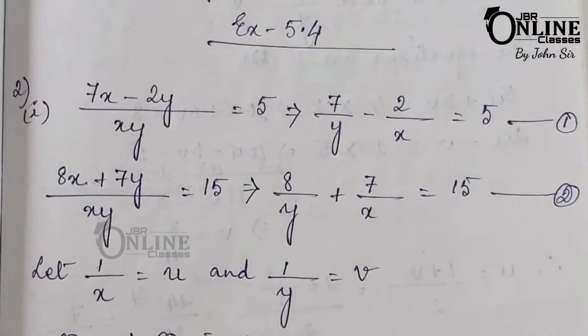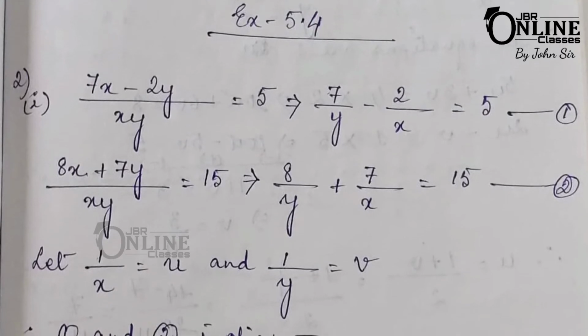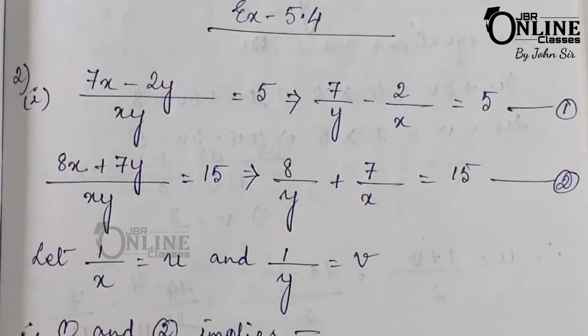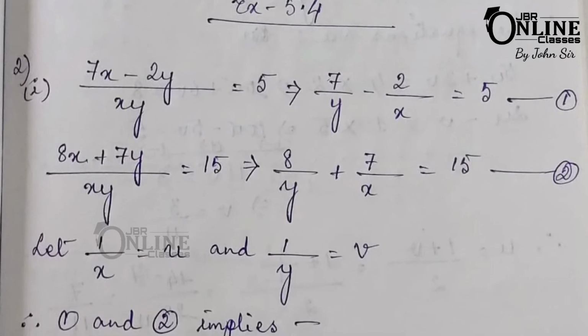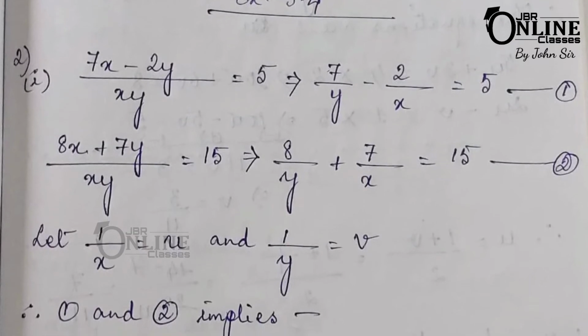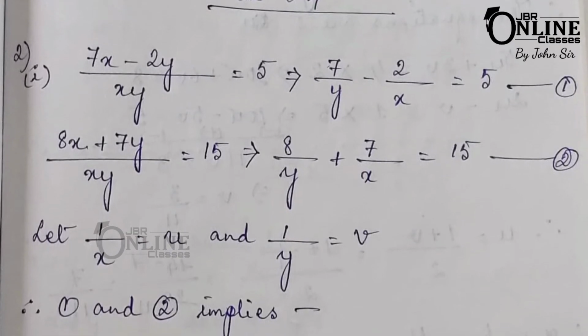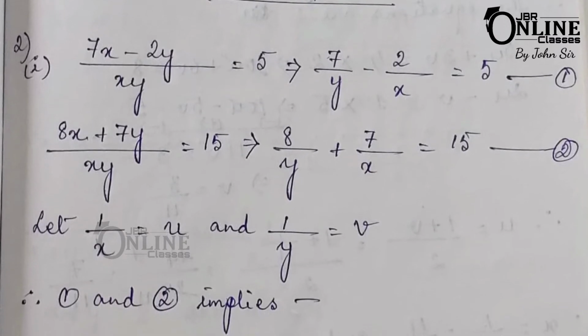So it's exercise 5.4 and here sum number 2(1). The first equation is 7x minus 2y by xy that equal to 5, and second one 8x plus 7y by xy that equal to 15. Okay, so from the first equation you will get 7 by y minus 2 by x that equal to 5, and from the second one 8 by y plus 7 by x that equal to 15.